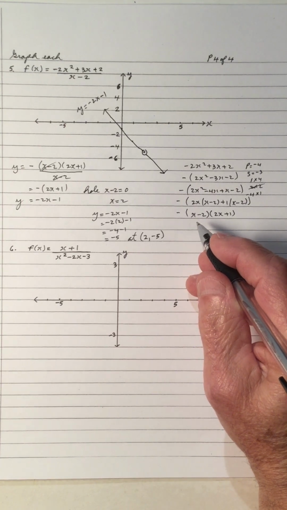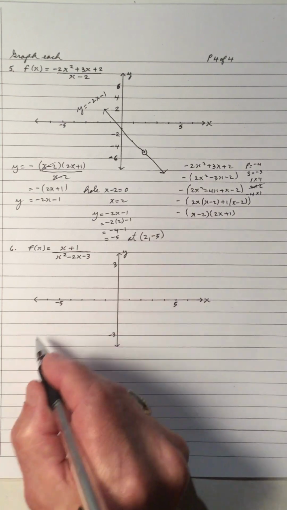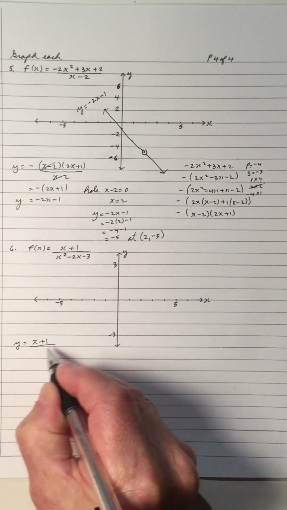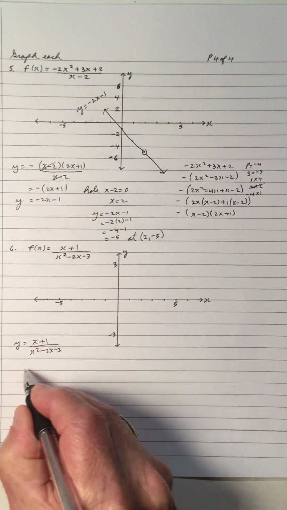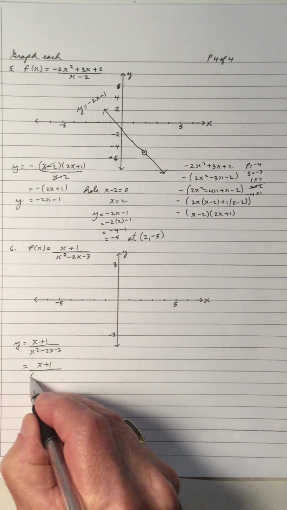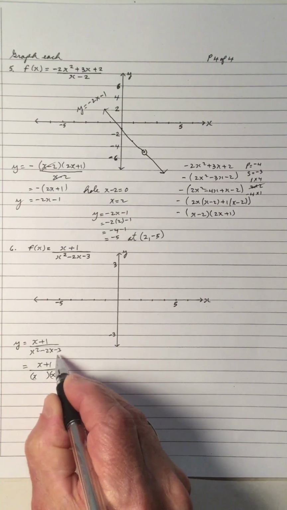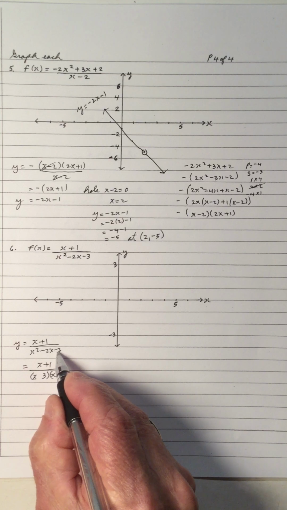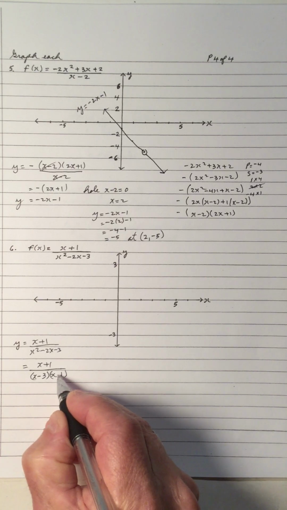Okay, and we have one more, just a tiny bit different. We have f of x, that's the y, equals x plus 1 over x squared minus 2x minus 3. So that's x plus 1, and this is factorable. Let's see, x squared is x and x. Factors of 3 are 3 and 1. The product is negative 3, the sum is negative 2.